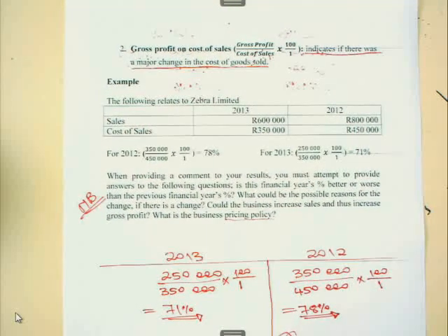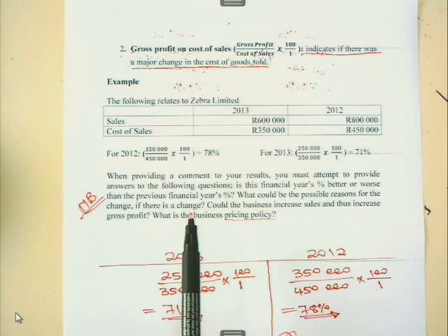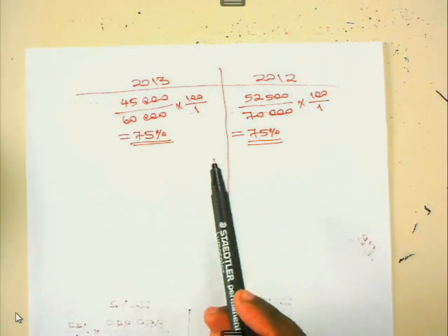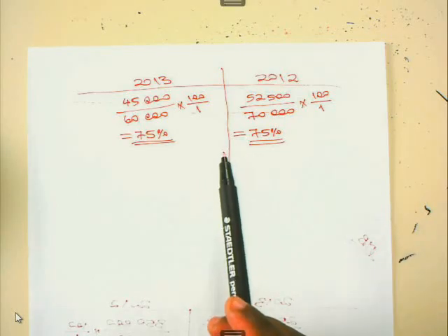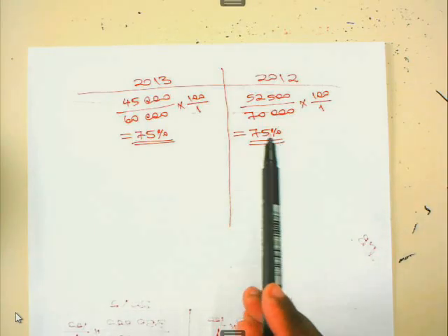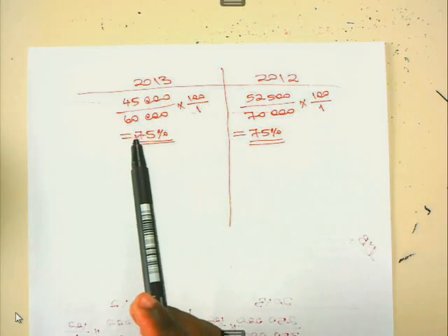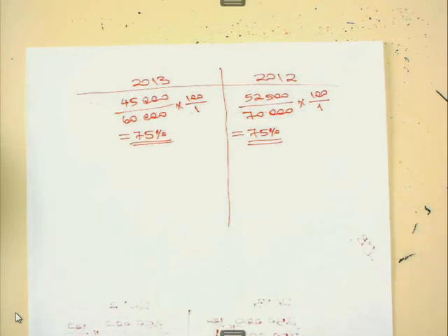What is the other question that you must answer? What could be the possible reason for the change, if there is a change? If there is any, what could be the possible reason? But for this activity, there is no change. Therefore, everything is still operating, or we are still using maybe the very same suppliers that we used the previous year, and the prices have not yet changed that much. Because we got 75% gross profit on cost of sales, we are still getting 75% gross profit on the cost of sales.